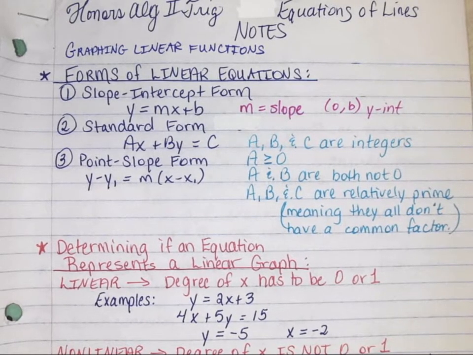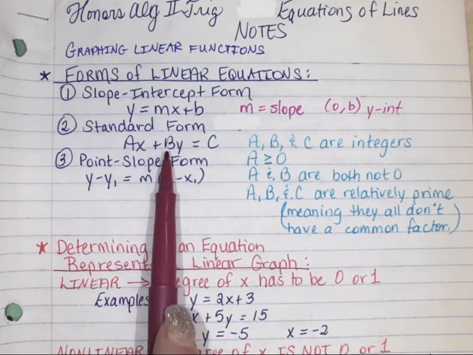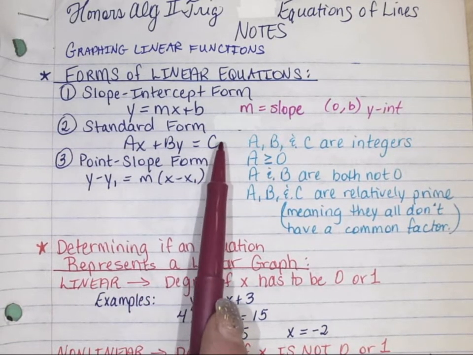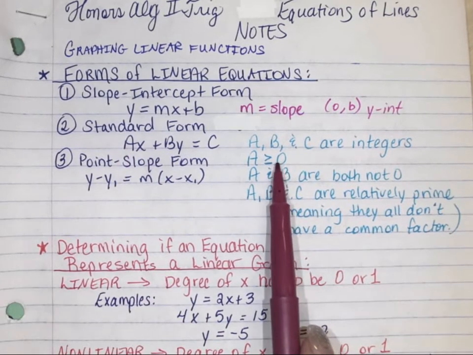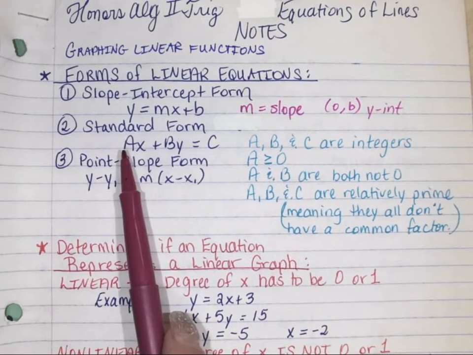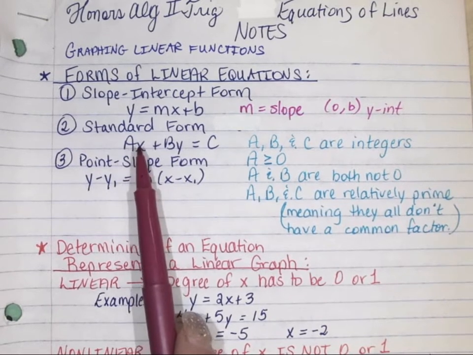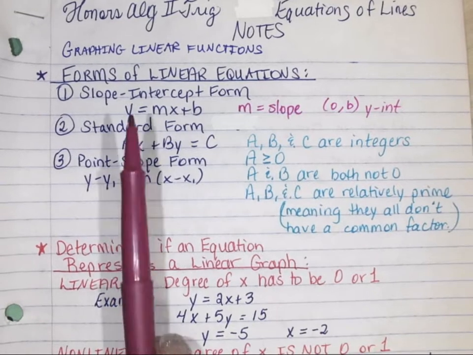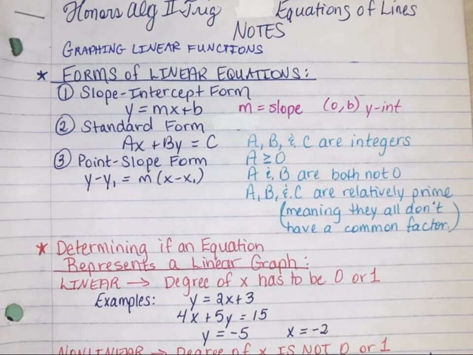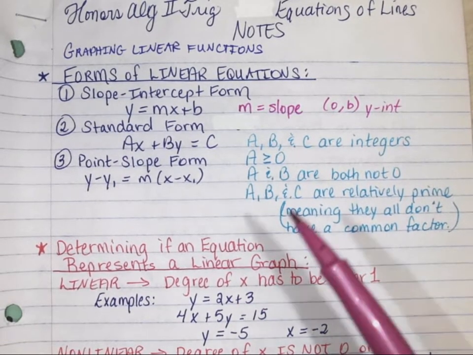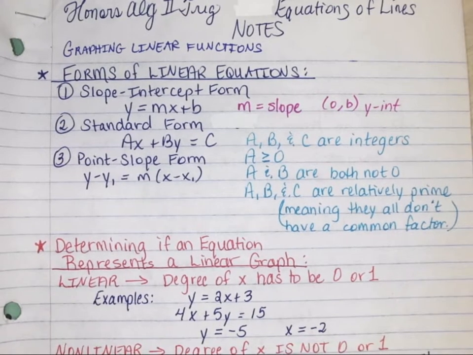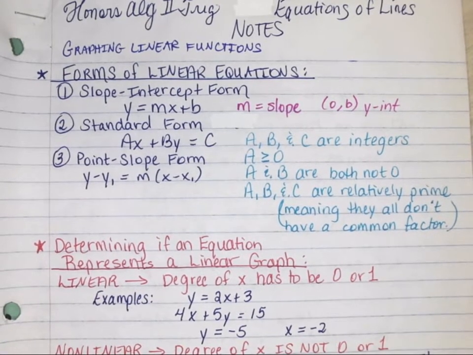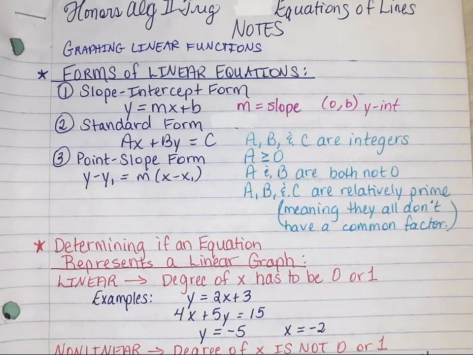The second form of a linear equation is called standard form. It is ax plus by equals c, where a is always greater than or equal to 0. If for some reason you encounter an equation where a is negative, then divide through by the negative sign. You always want a, the coefficient in front of x, to be greater than or equal to 0. A, b, and c, you would also like for them to be integers ideally, but sometimes a and b can be fractions.